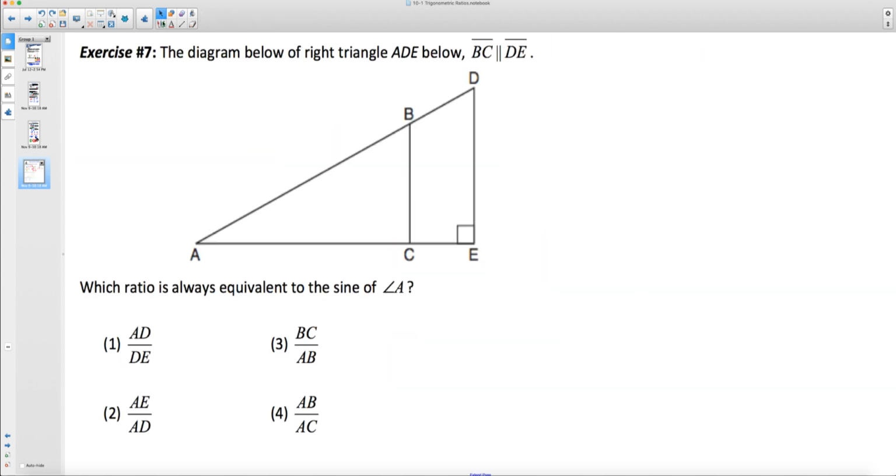And then finally, we have our last question here. Which ratio is always equivalent to sine of angle A? We notice here we have 2 triangles, and they happen to be similar triangles. They're similar because they both share angle A, and BC and DE are parallel, so you have some corresponding angles going on there. So they're going to be similar by angle. We have 2 triangles that are similar, ACB and AED.